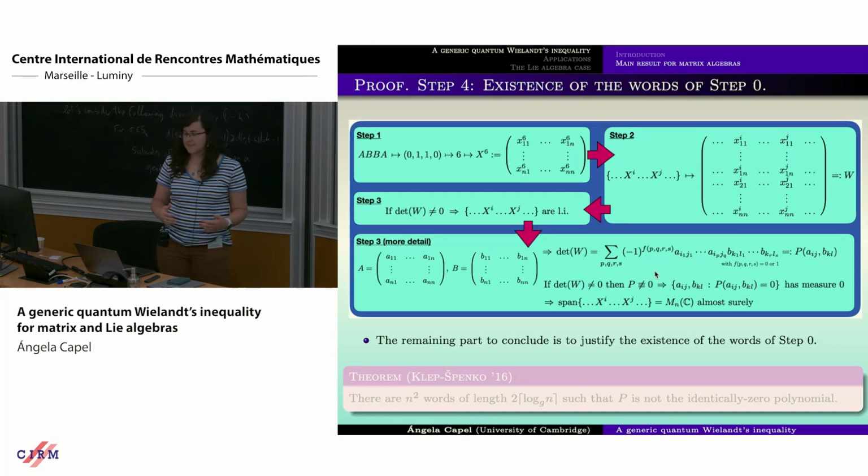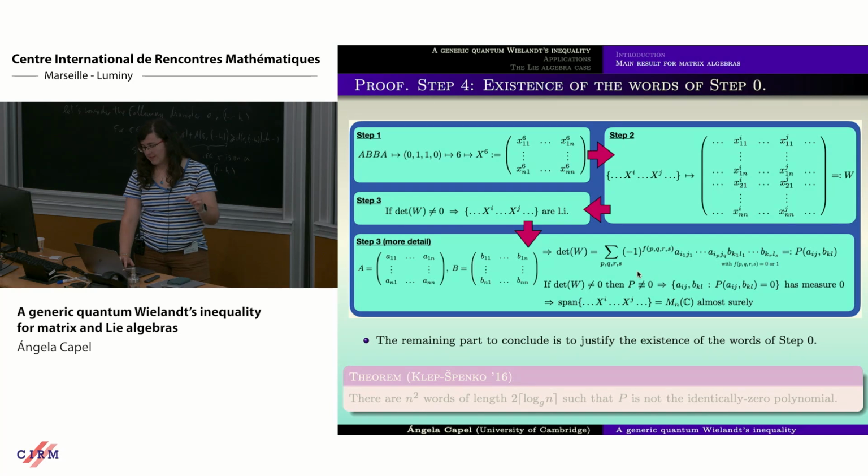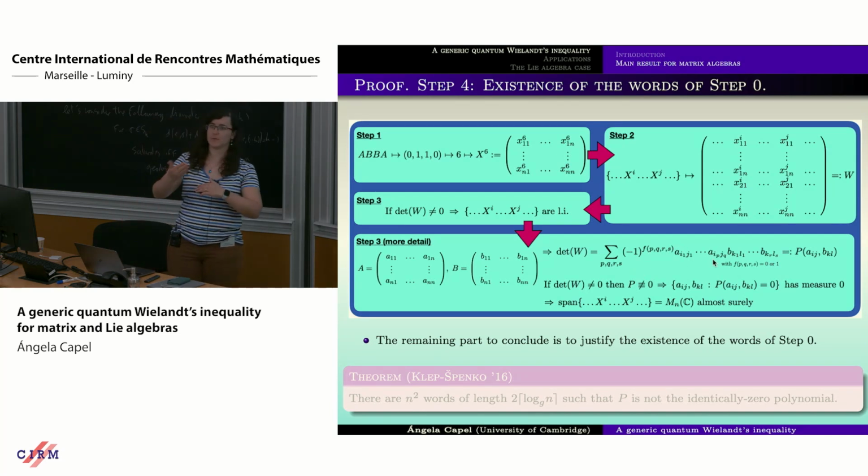And then, this is the part that is actually more difficult. The trick to prove that the polynomial is not identically zero is that since all the monomials that appear here appear with +1s and -1s, if you can find a monomial that appears only once, then you're done, because it's impossible that it cancels anything else, right?